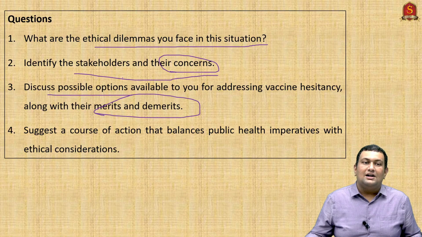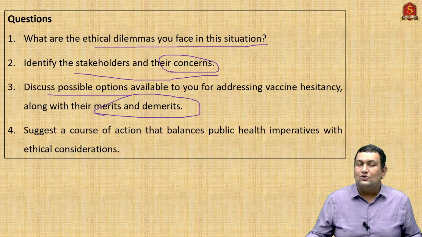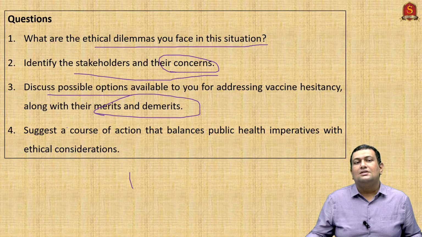and it may also lead to law and order issues. Another possible option is that you leave the decision making to the people themselves. The merit is that their sentiments are upheld, but the demerit is that since these diseases are re-emerging, there can be a catastrophic disease outbreak leading to major deaths. So these are the options you can mention, and you can also mention other options like community engagement, etc.